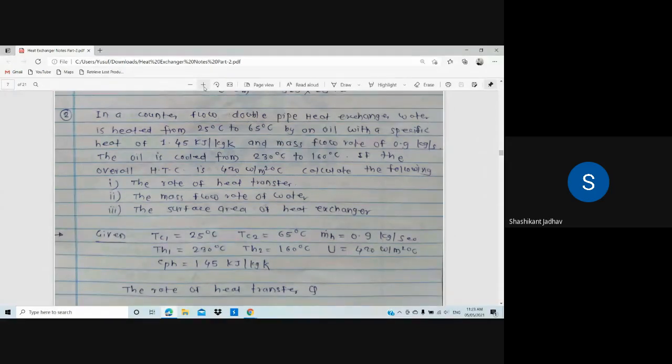So we have to calculate the value of Q, then we have to calculate the value of m dot C, and then we have to calculate the value of area. This is very simple problem. Already we have solved one simple problem. That same type of problem is there. So we have to calculate the value of Q, m dot C, and area. I will give 5 to 10 minutes to you. All of you do the calculation by yourself and put that answers in the chat box. Okay, in 5 minutes you have to do the calculations.